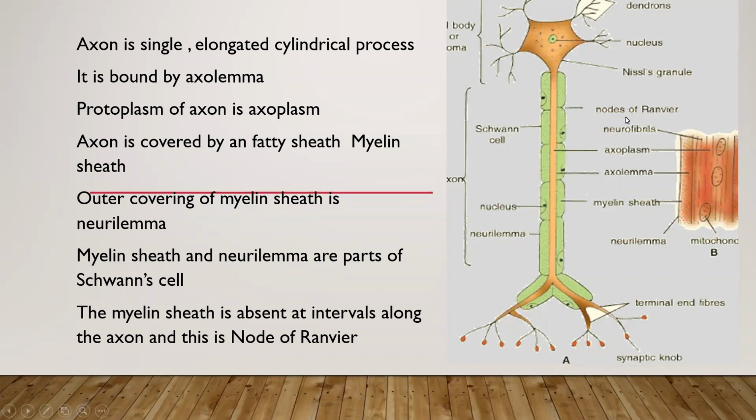Why is it called nodes of Ranvier? Because it was first seen, or first discovered, by a scientist called Ranvier, and hence the name nodes of Ranvier.